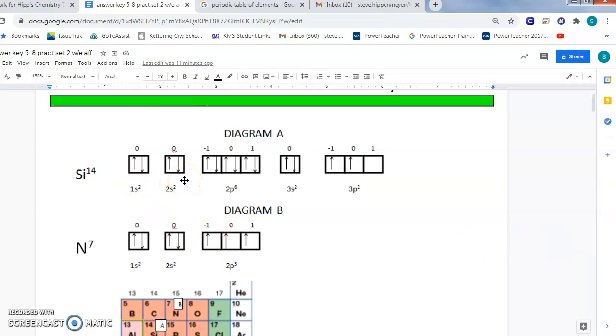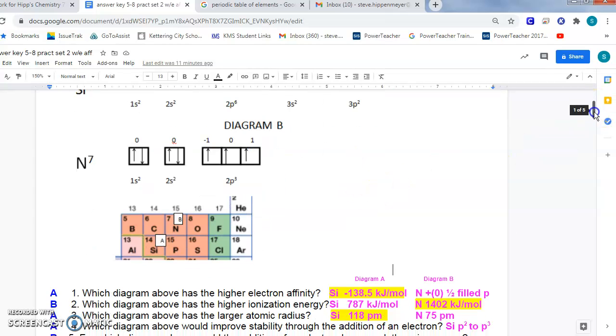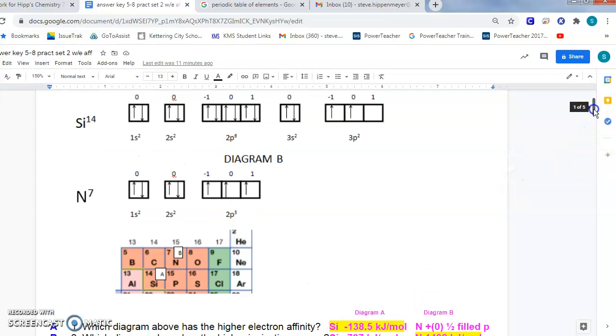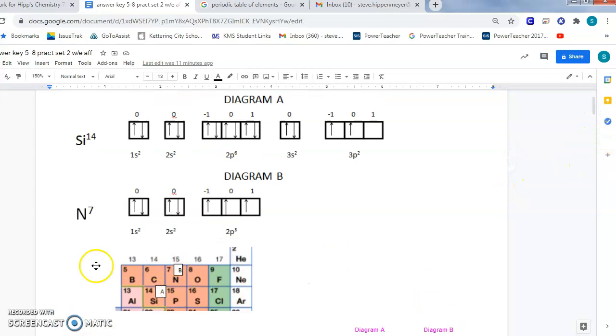How could I tell this is silicon without even checking? The 3p2. It's the second one over in the 3p. Who's the second one over in the 3p? Here's the 3p, there's the 2p. The second one over in the 3p is silicon. So you could do it many different ways, but now I know that we're dealing with silicon and nitrogen.